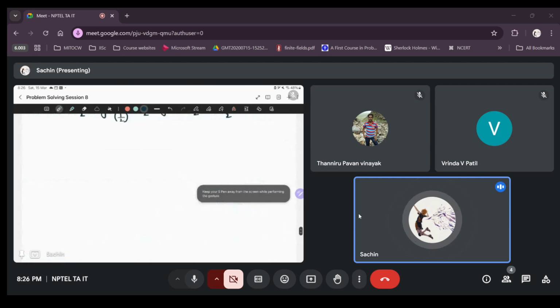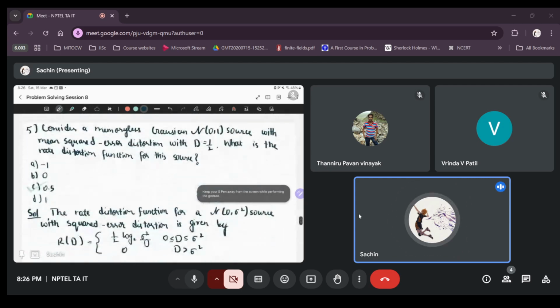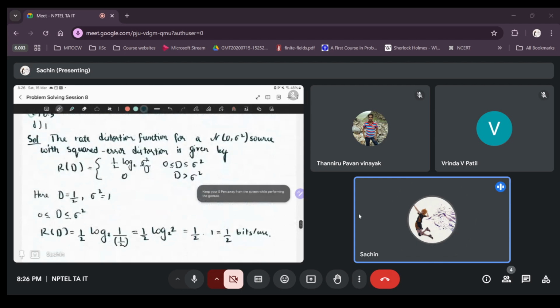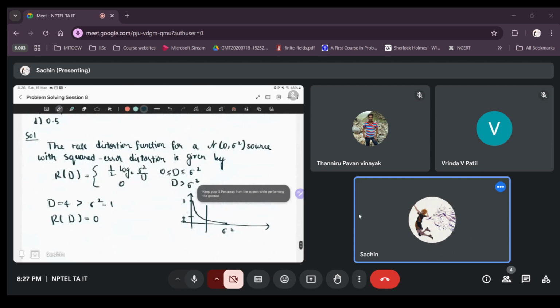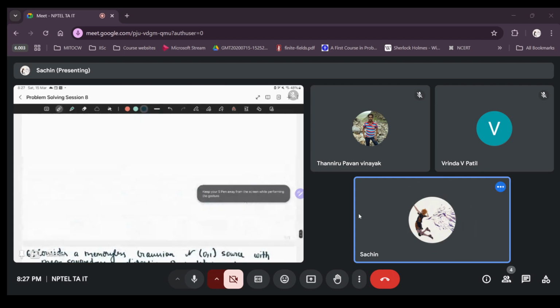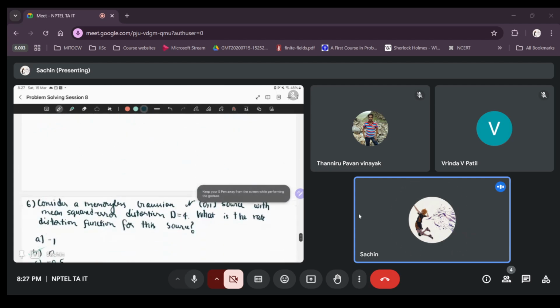So in this question number 5, d was less than sigma square. So it was somewhere here. So the minimum rate you could use was greater than 0. The minimum rate in this case is R.